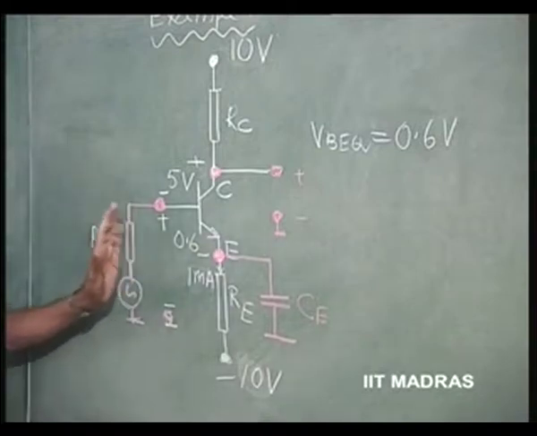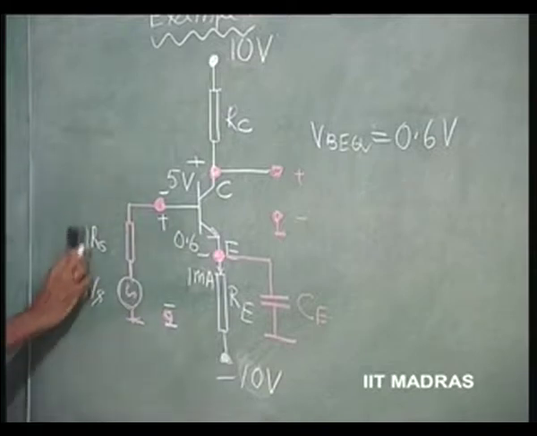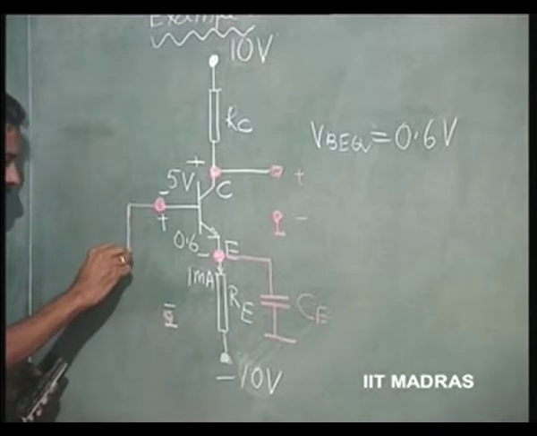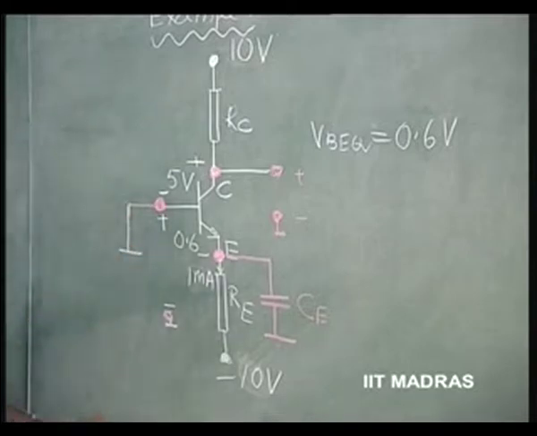So, nothing has been mentioned about the source and all that. As far as this is concerned, we will consider that the source is being fed here, but for the time being we do not know anything about RS. So, we will assume RS is 0. The source is going to be connected here.